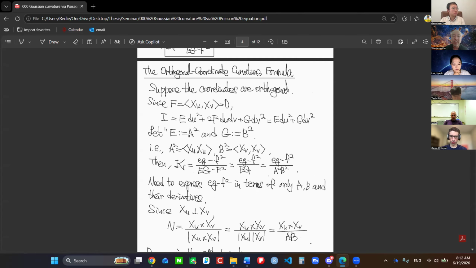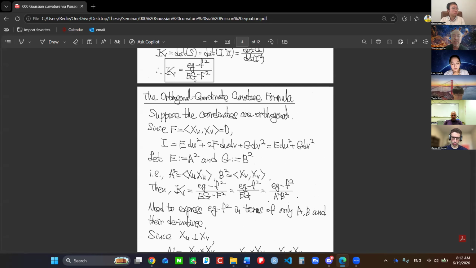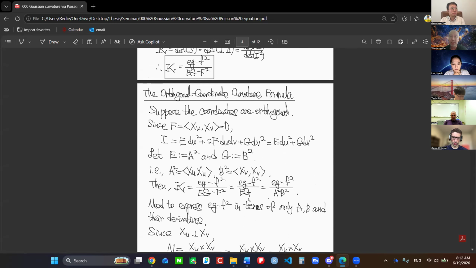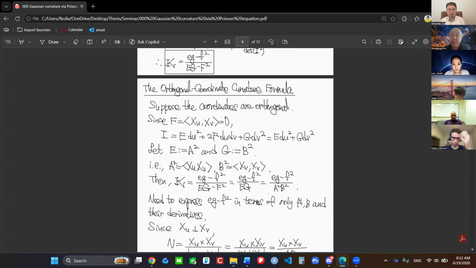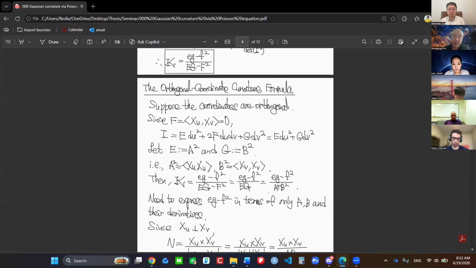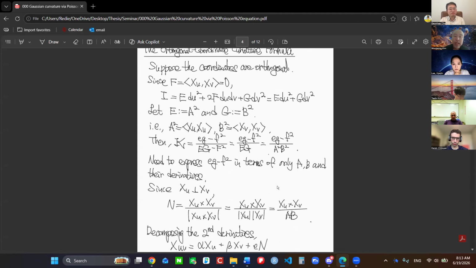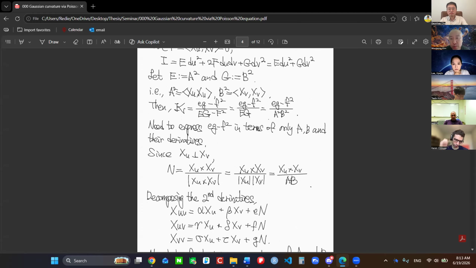So in this case, the Gaussian curvature using the shape operator, F is 0, so the denominator is just EG. And we set E as a² and G as b², so the denominator is a²b². The numerator didn't change. So we need to express the numerator, which is the determinant of the second fundamental form, in terms of only a and b or their derivatives.